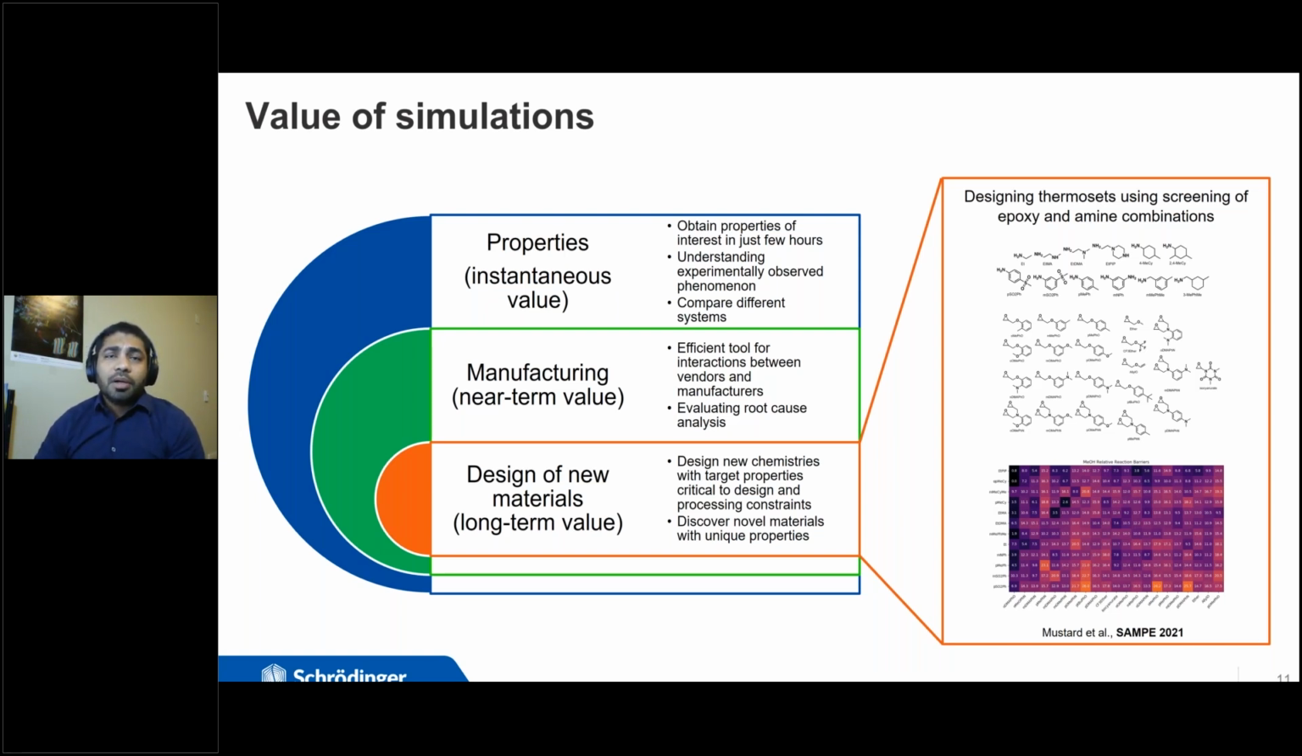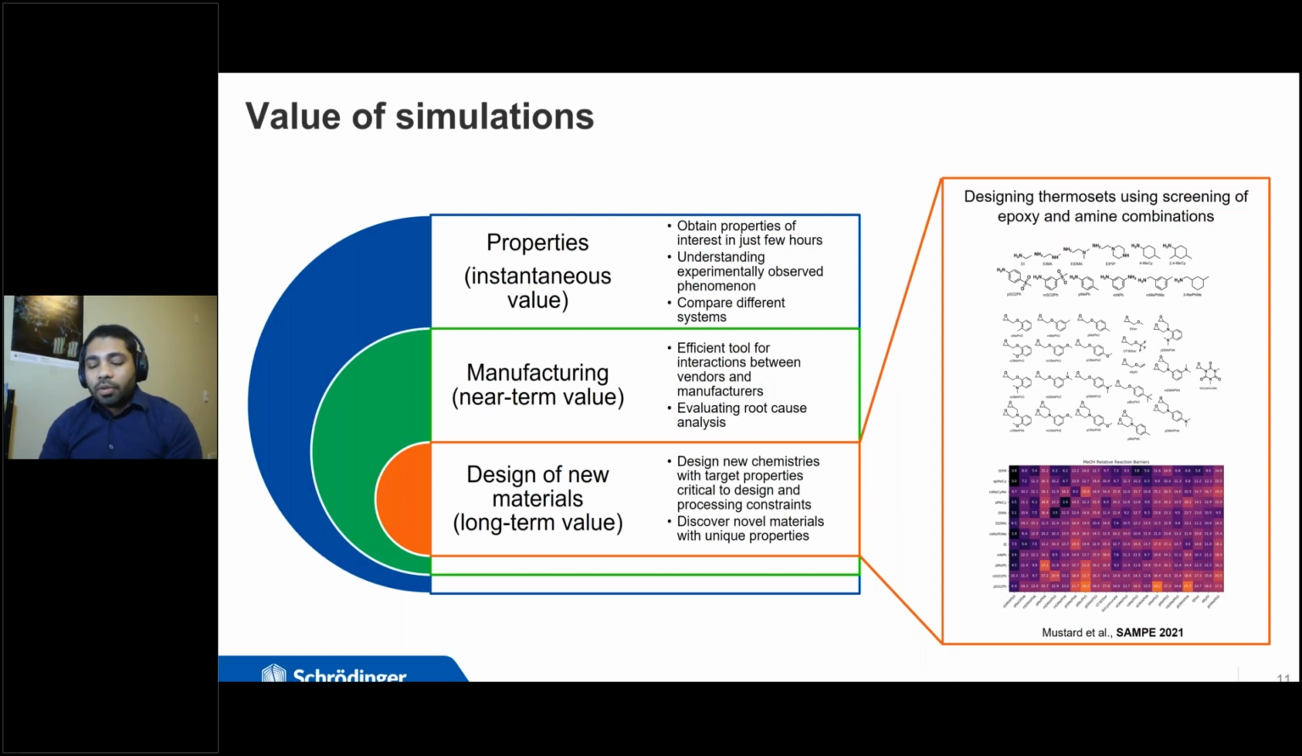So that will allow us to design new chemistries with targeted properties critical to design and processing constraints. And also, we can identify some unique candidates that will have extreme properties. As an example, what I'm showing here is a screening approach we did for thermosets, where we screened a bunch of epoxy groups and amine groups to identify some of the interesting epoxy-amine combinations to get the right thermoset for a specific application. I will go into the details of the specific case study later in my presentation.